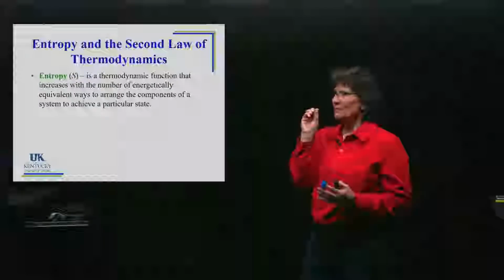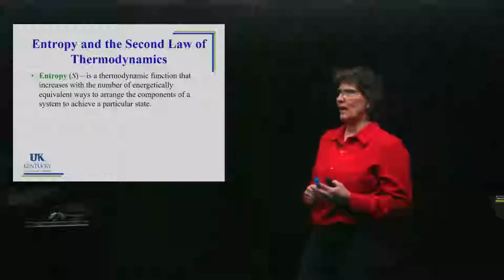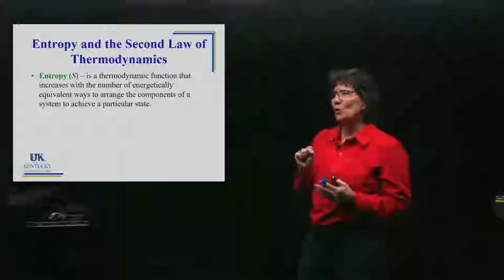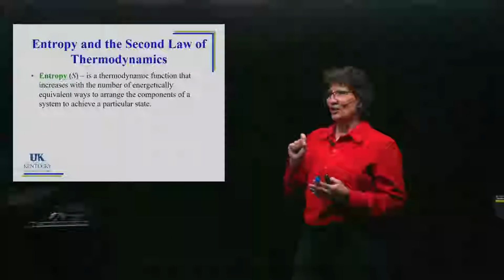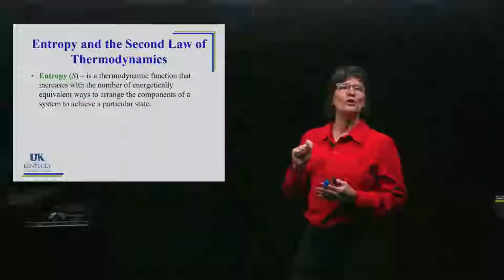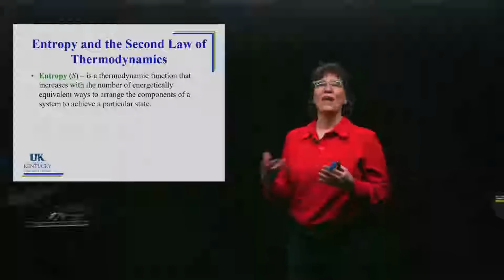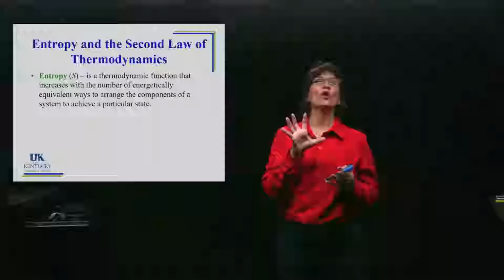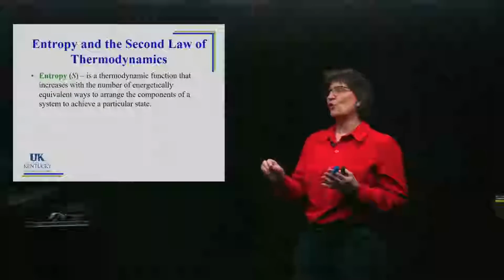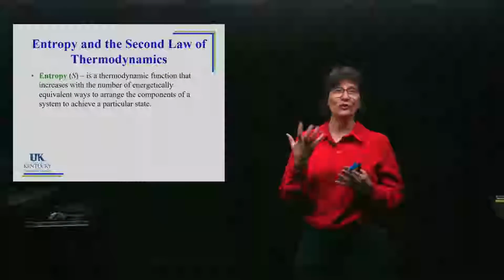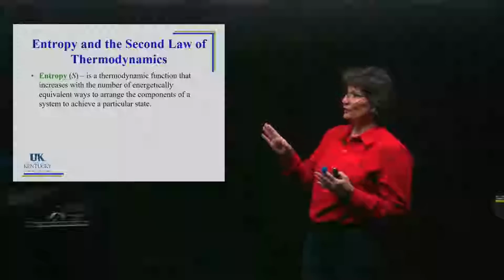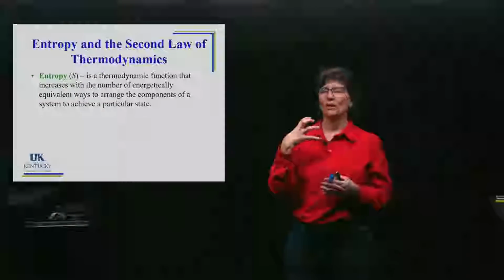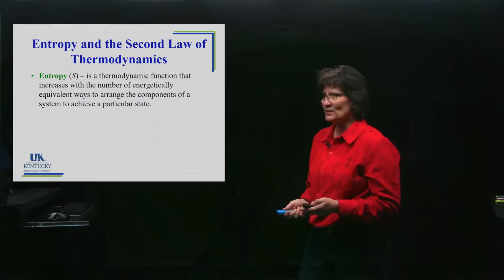We're going to look at these words. So it's a thermodynamic function. It increases with the number of energetically equivalent ways to arrange the components of a system to achieve a particular state. That seems very convoluted. So I'm going to try to give you a feel for what those words mean, and then I'm going to give you a way of thinking about it that's a lot easier for our brains to wrap around. This is the true definition. We need to understand this true definition, and then I'll give you a mental way to wrap our brains around this.